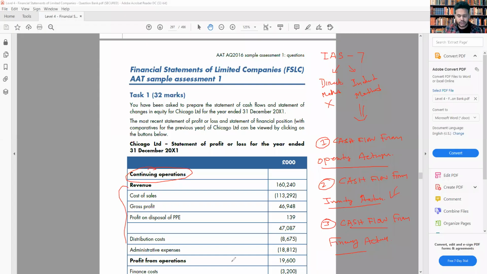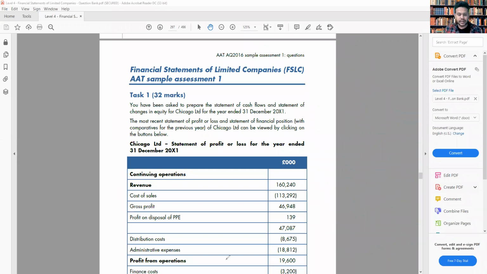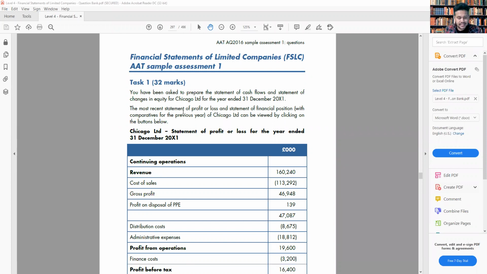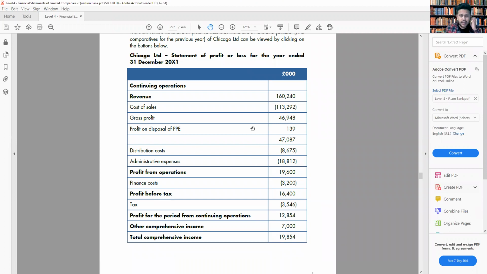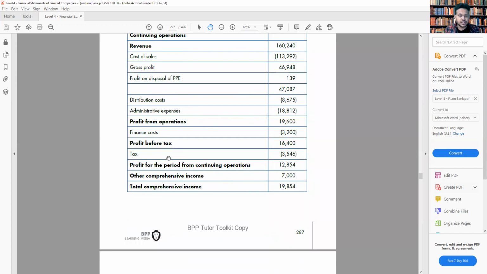If we start reading this question, that will help us to understand what we have here. So you can see here it says, you have been asked to prepare the statement of cash flow and a statement of changes in equity for C Limited for the year ended 31st of December 2001. The most recent statement of profit and loss and statement of financial position are given with the comparative figures, so last year's figure and this year's figure of C Limited, which can be viewed by clicking on the button below. So this one is a profit and loss account. That's fine. So we have a revenue, we have a cost of sales, gross profit, profit from the disposal, distribution cost, admin cost, finance cost, tax.